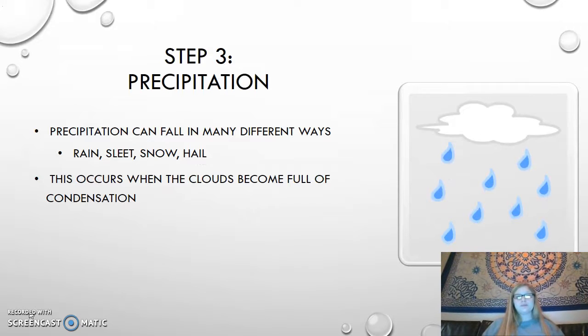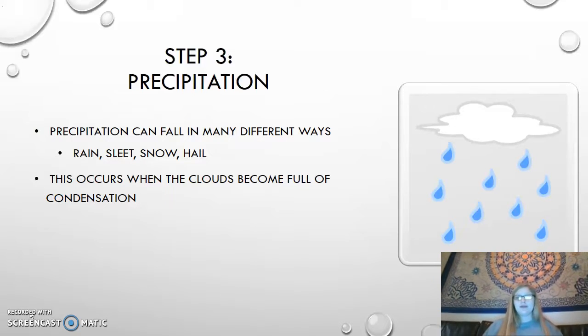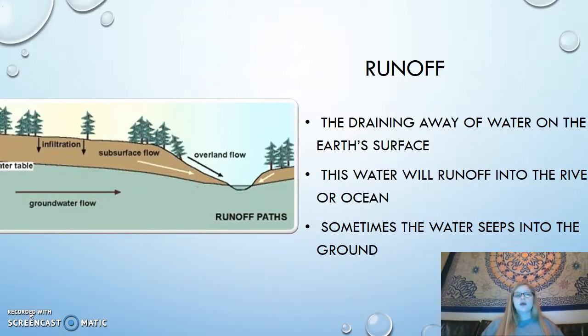Step 3, precipitation. Precipitation can fall in many different ways, such as rain, sleet, snow, hail. We're used to the rain and the sleet and the hail, but not really the snow. But this occurs all over, because that's how the water falls back onto the earth. This occurs when the clouds become full and they build up and they become big. That's when precipitation occurs.